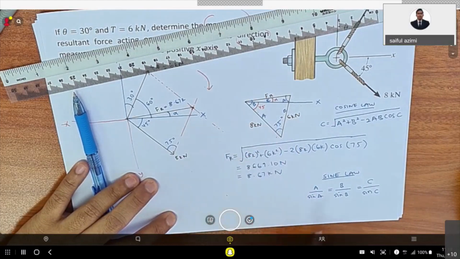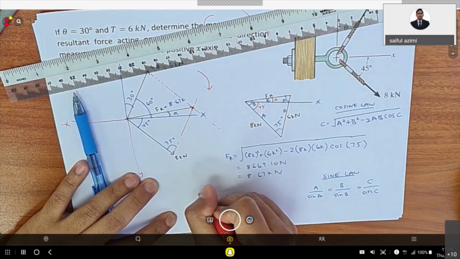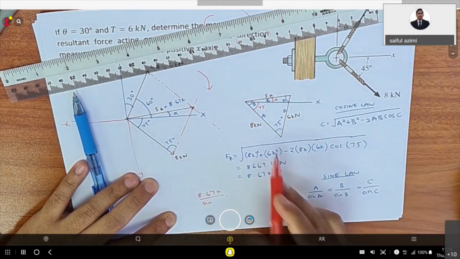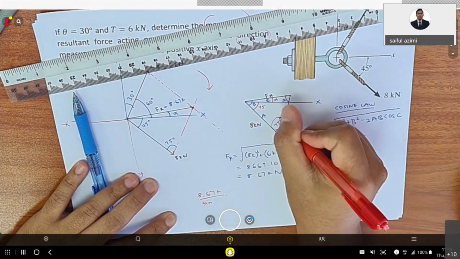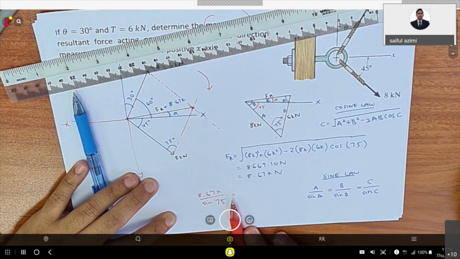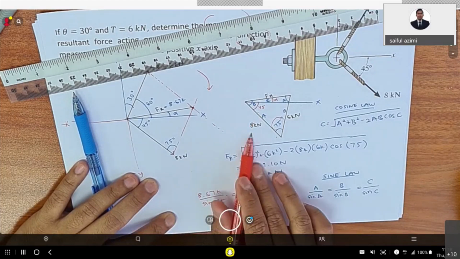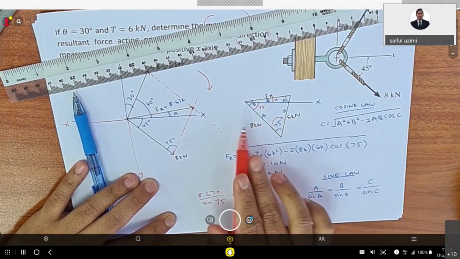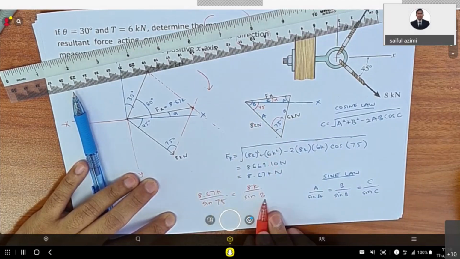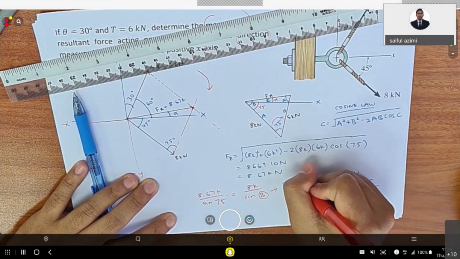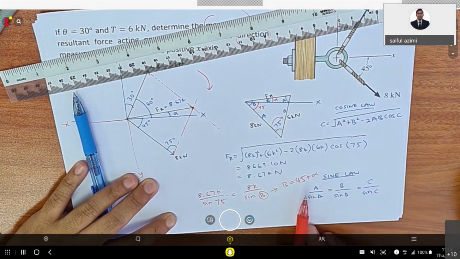C we already found previously, 8.67 kilonewton over sine C, the angle of C is 75, over sine 75 equals to, so we wanted to find the total angle of B. The value of B is 8 kilonewton over sine B. So B here is actually 45 plus alpha.